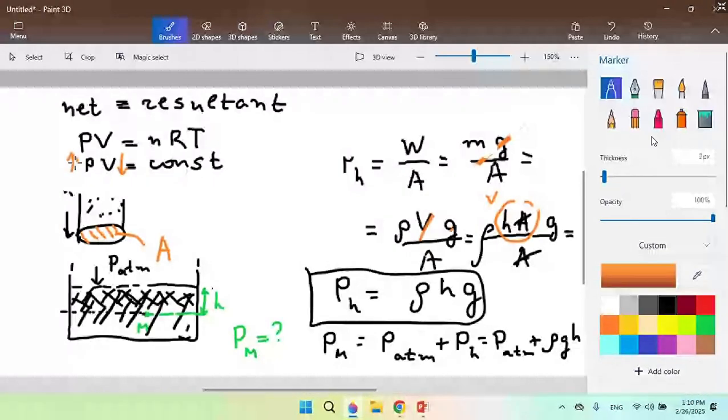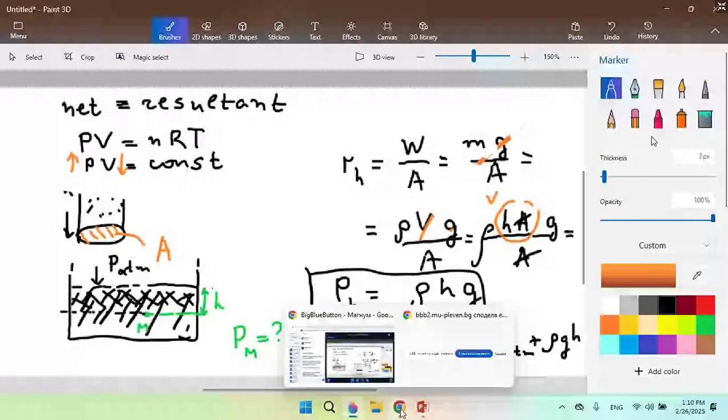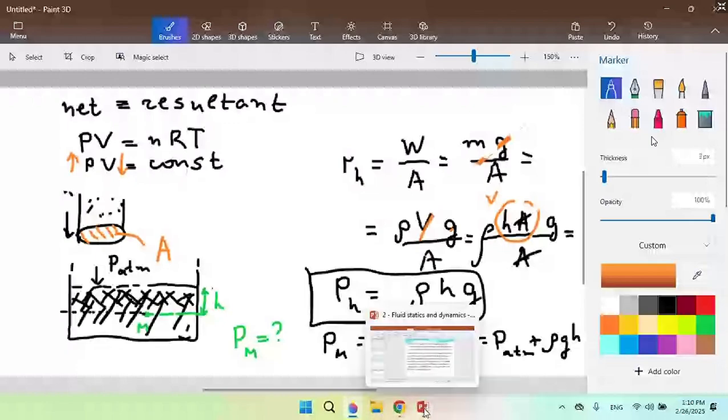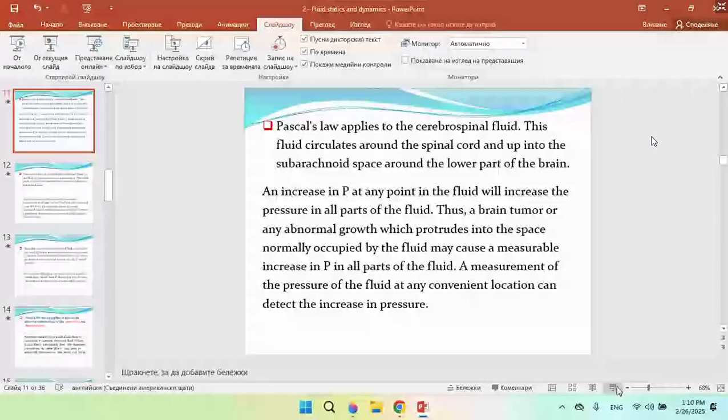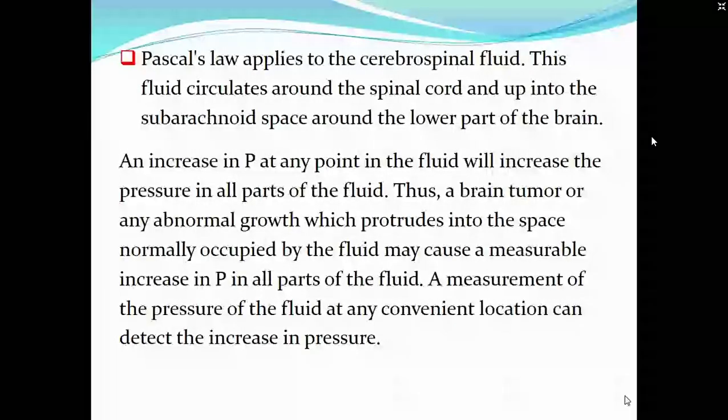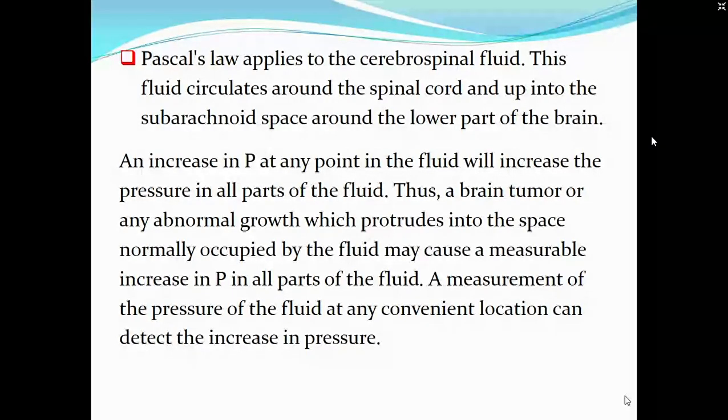So thus the pressure of this liquid will increase in case of such a tumor, and there is a convenient location in which that pressure can be measured, and any increase in pressure may be used to diagnose tumor growth in that space.